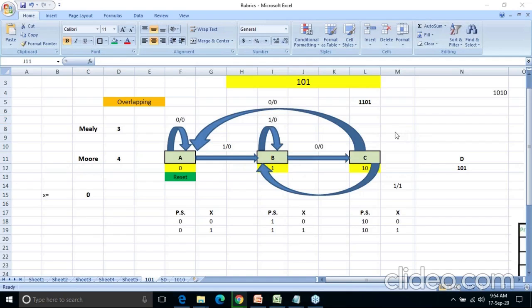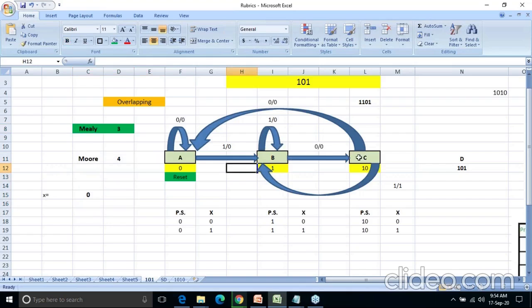Ma'am, are you talking about Mealy or Moore? I'm talking about Mealy, because there on the transition I have written 0 by 0. This happens only in Mealy, so I am defining only Mealy at this moment. Okay, so here with 1, it will stay in the same state.